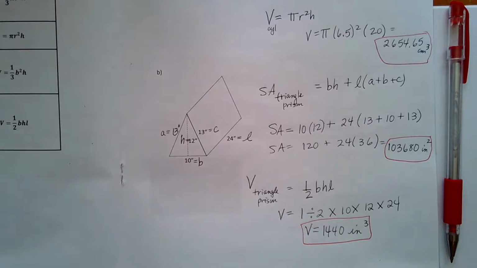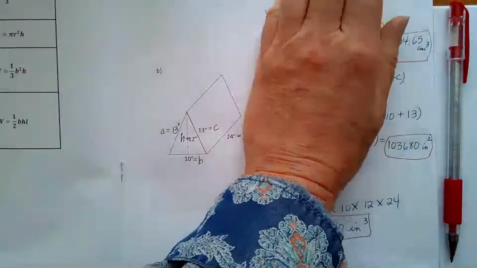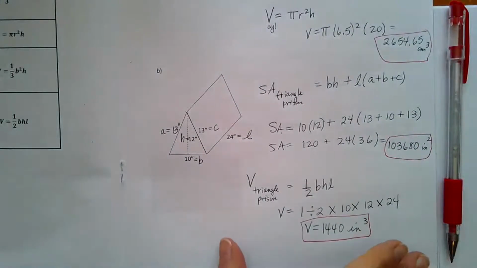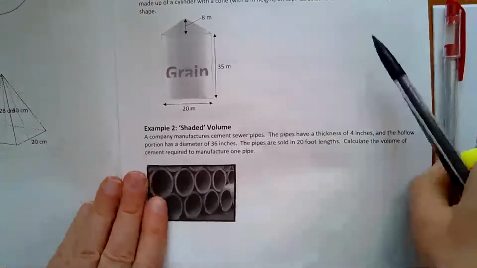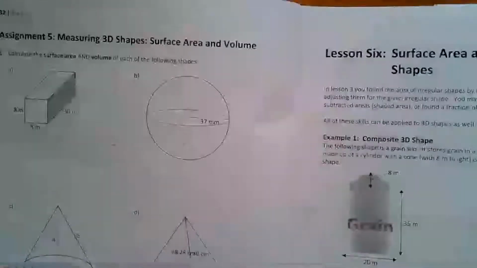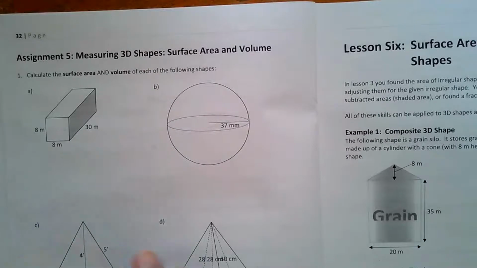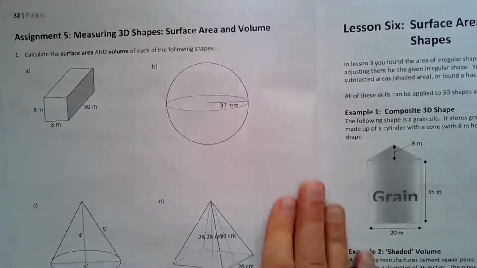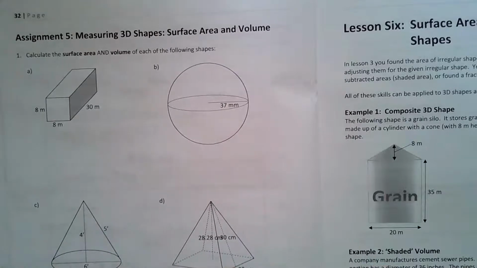Okay, I am going to finish. I'll do the questions from assignment 5 just before we leave for today, and then we'll have caught that up, and then we'll talk a little in more depth about lesson 6. So surface area and volume of each of the shapes.